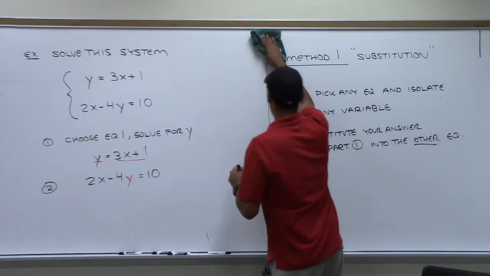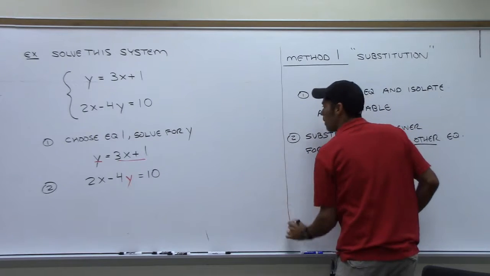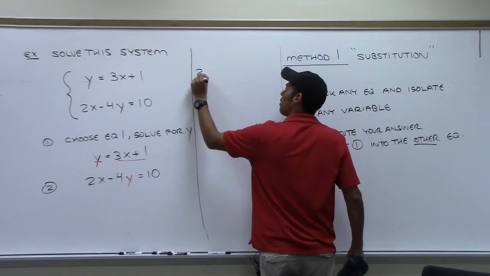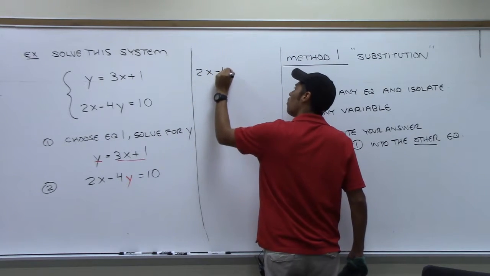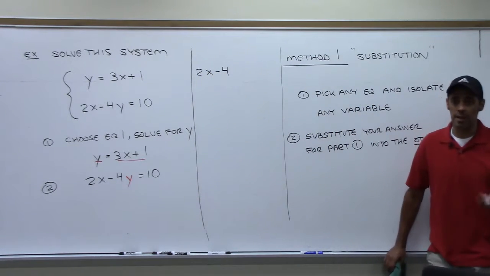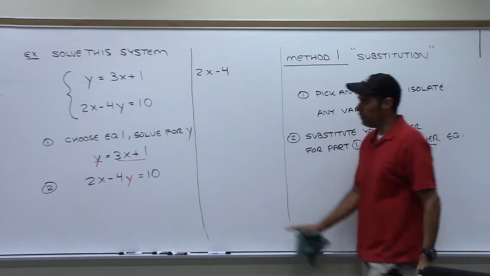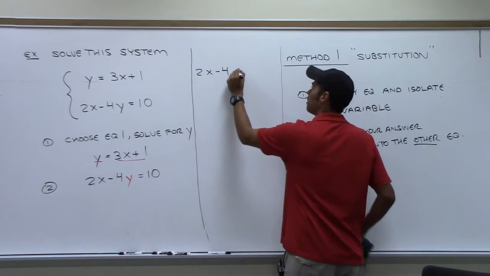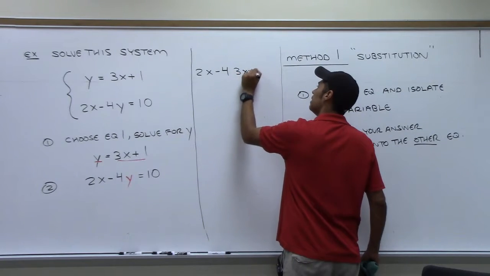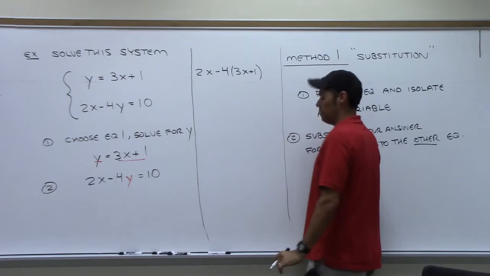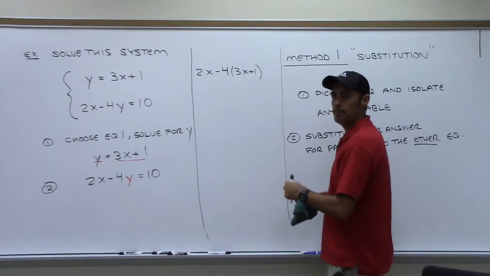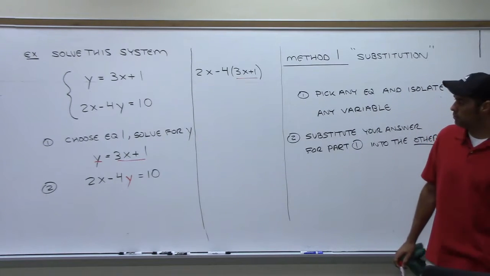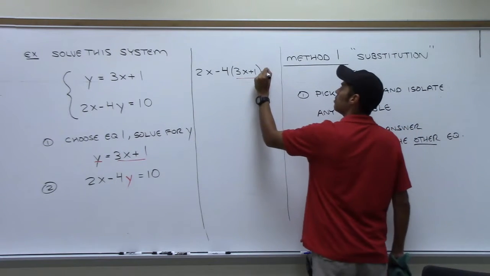So let me try and squeeze this in right here. I'm still in the second step. I'm going to rewrite that second equation, 2x minus 4, and then my y becomes 3x plus 1, right? Now this 4 is multiplying times the y, so when I put 3x plus 1 here, I must put it in parentheses. Everyone see that? That's your y. And then equals what? 10. Don't forget, you still have an equation here.